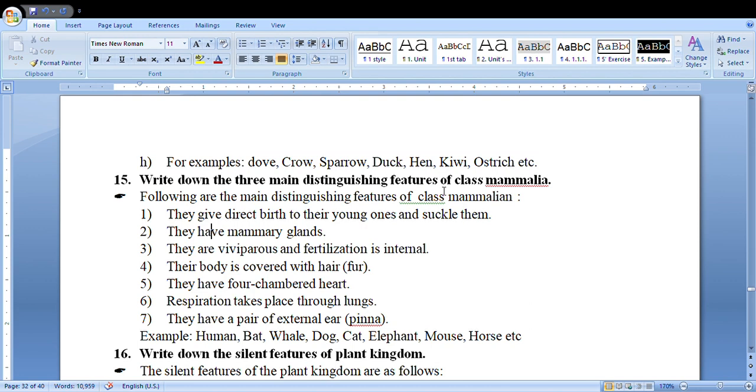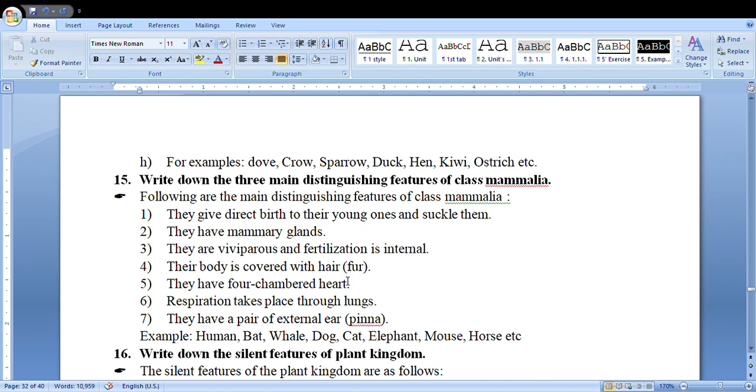Now the salient features of class Mammalia. Following are the main distinguishing features of class Mammalia. They give birth directly to their young ones and suckle them. They have mammary glands. Mammary glands means milk producing glands. They are viviparous and fertilization is internal.